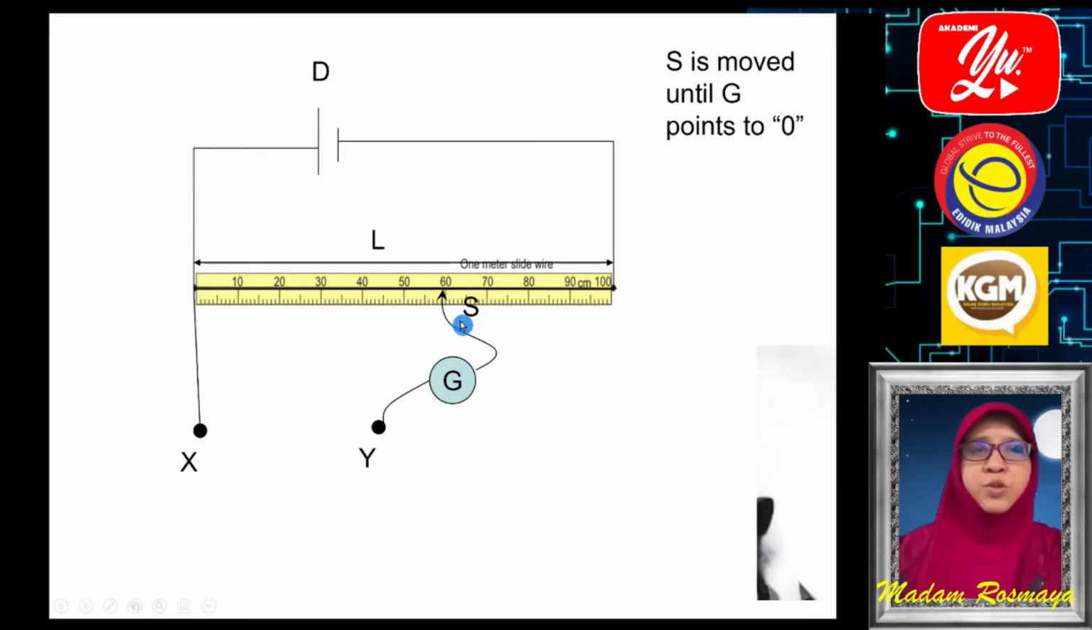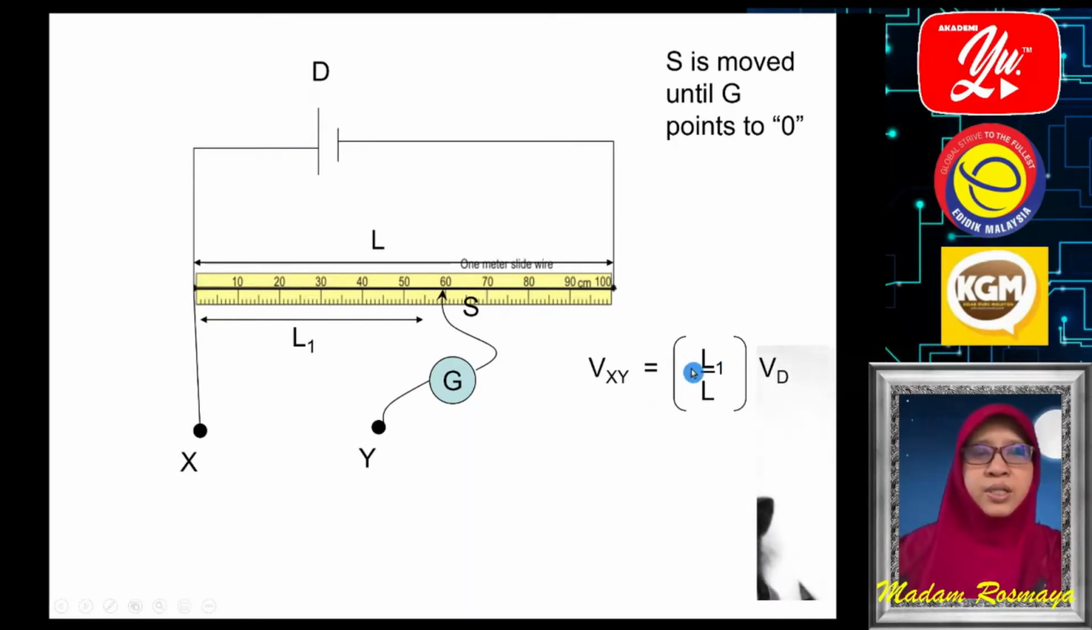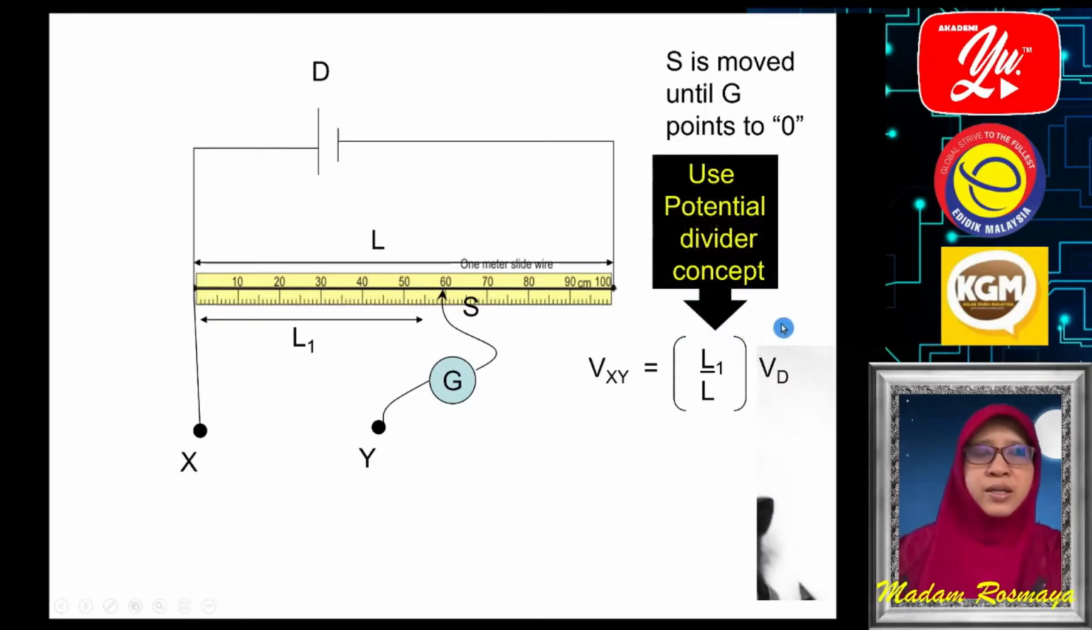So this S is moved until the pointer of the G reads zero. And we measure the length made by the slider where the galvanometer shows zero reading. Let's say the length is L1. So the voltage across XY is given by L1 per L times VD, the potential difference of cell D here. So we use the potential divider formula. We have discussed the formula before in the previous chapter.